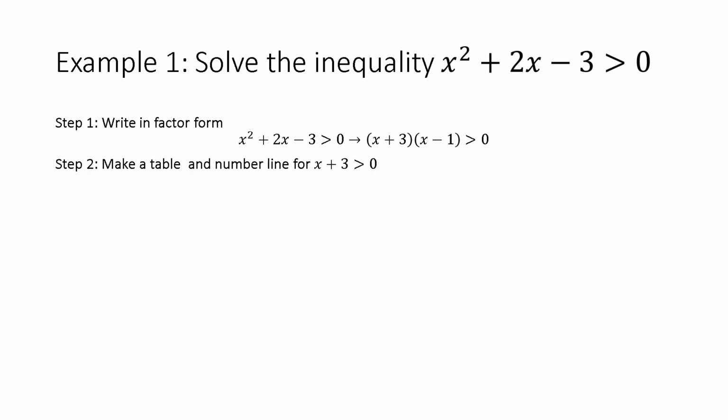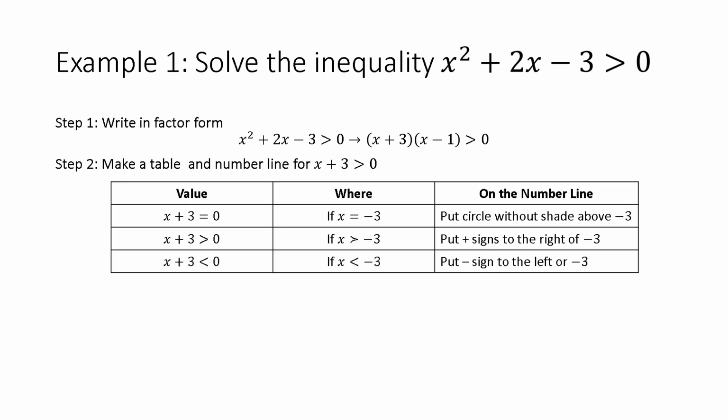After writing that, we make a table and a number line for x plus 3. So now we're going to check that. Here's the table. The table has three cases where you work out x plus 3 is equal to 0, x plus 3 is greater than 0, x plus 3 is less than 0. This leads us to x is equal to negative 3, x is greater than negative 3, and x is less than negative 3. So we tested that. Let's go now to the number line.